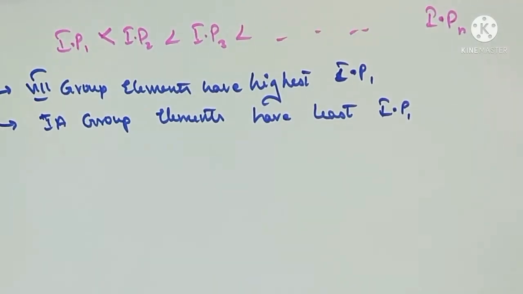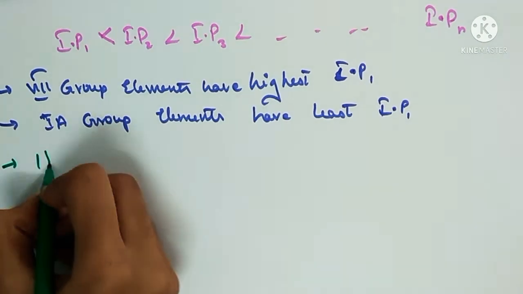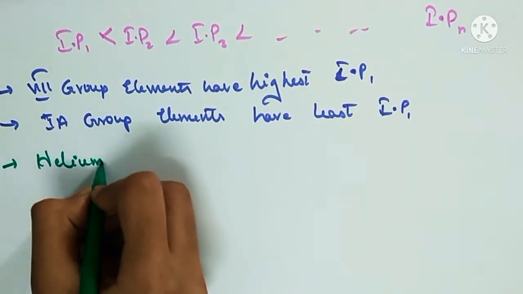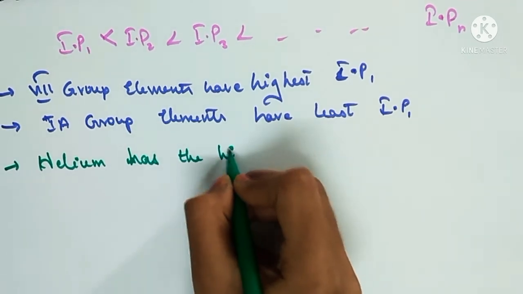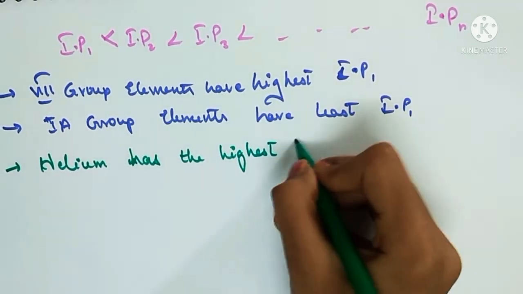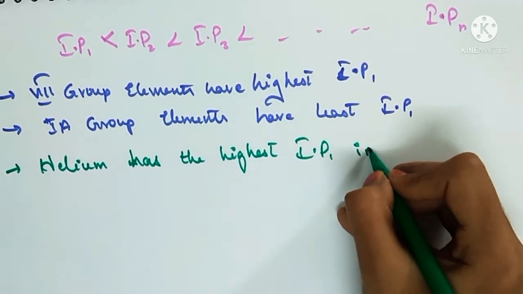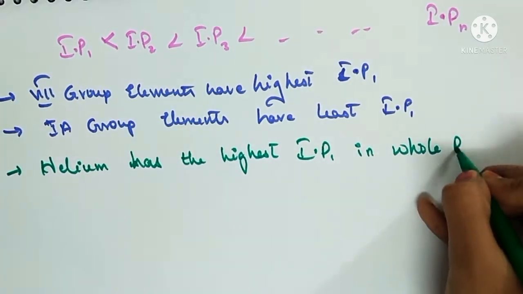In all available elements, helium has the highest IP1 and cesium has the lowest IP1. Helium has the highest IP1 in whole periodic table.